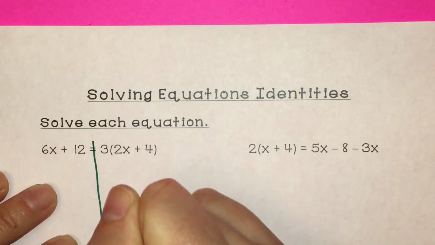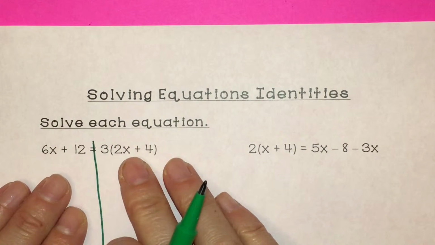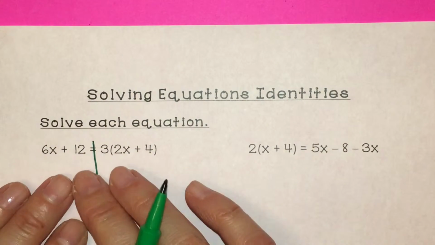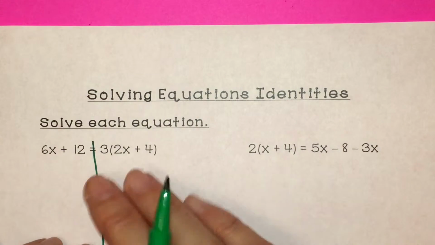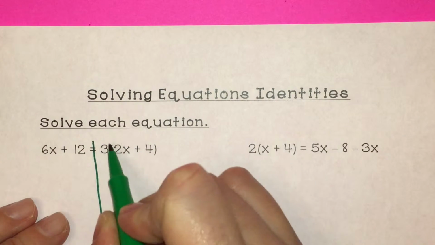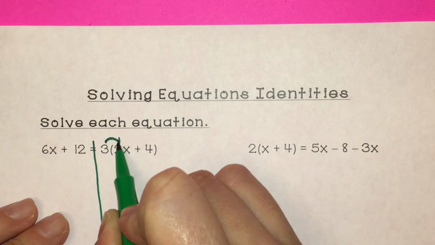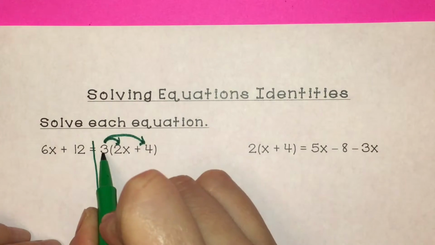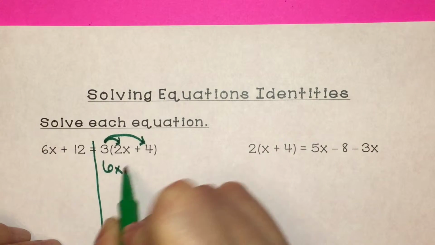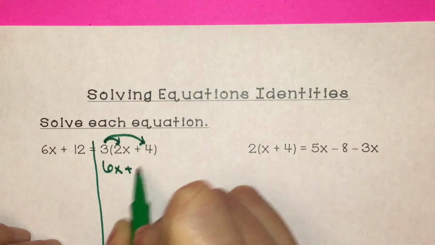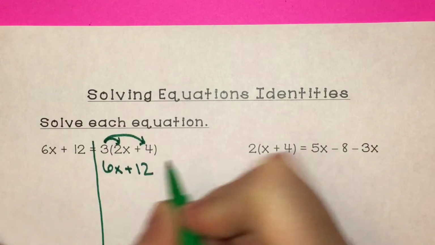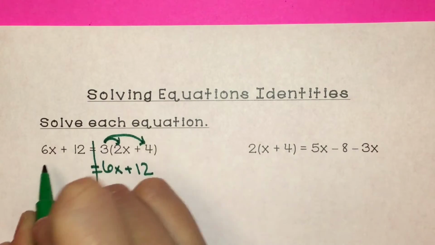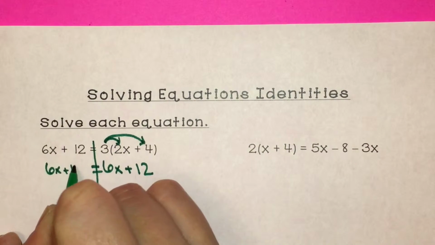Okay, so I'm going to start off by simplifying both sides. On the left side, I can't combine anything. I can't simplify it any further, so I'm going to simplify the right. I have a 3 outside the parentheses, so I'm going to distribute the 3, multiply it by everything inside. So 3 times 2x is 6x. Bring down the plus. 3 times 4 gives me 12. So I'm going to bring down the 6x plus 12 on the left.